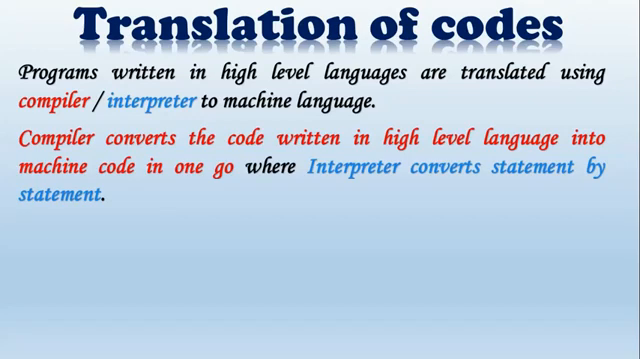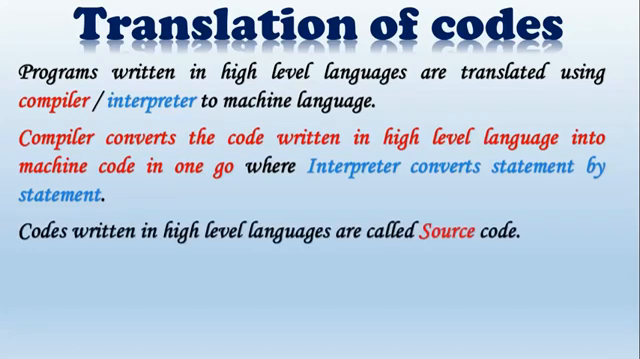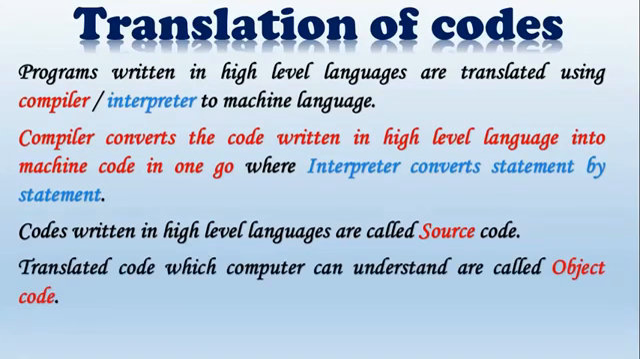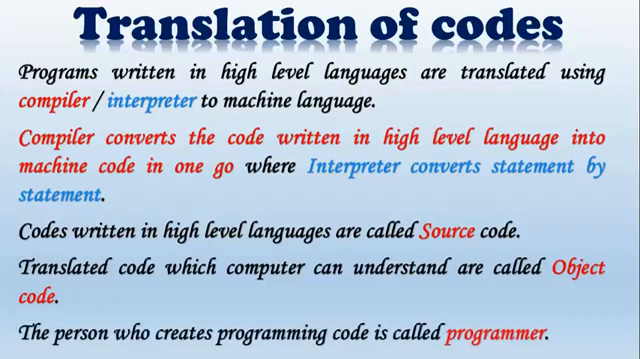But the interpreter converts statement by statement. That is the difference between compiler and interpreter. So any language will have one of these. Codes written in high level languages are called source code. So whatever a programmer writes, those codes are called source code. The translated code which the computer can understand is called object code. The person who creates a programming code is called programmer. That everybody knows very well.